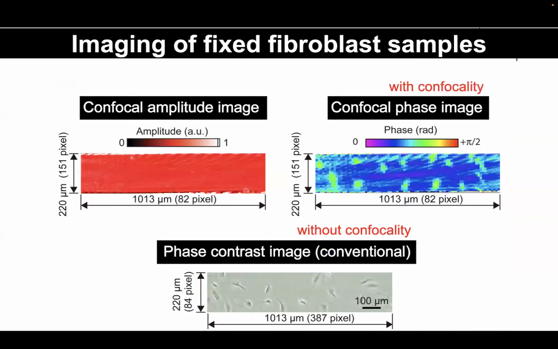To demonstrate the potential of biomedical imaging, we apply the DCM to a fixed cell sample like here. Since the cell is transparent, the confocal amplitude image did not indicate the cell distribution. However, due to the sensitivity to the optical thickness or refractive index, the confocal phase image clearly visualizes the cell distribution. Although the image quality is less than conventional phase microscopy, the phase image with depth selectivity is a big advantage over the conventional phase image.